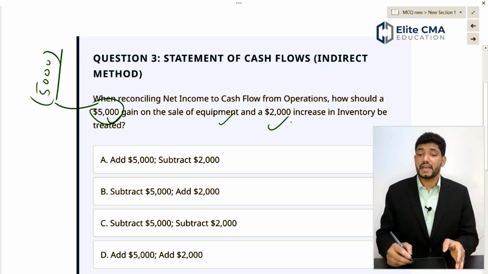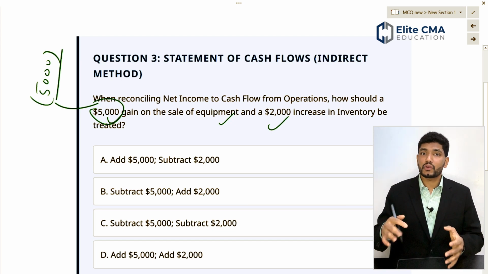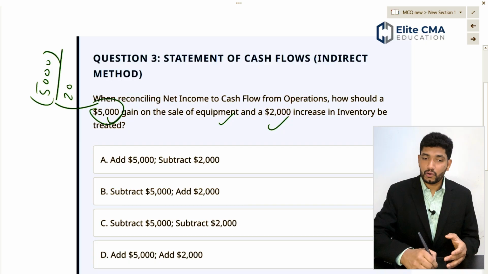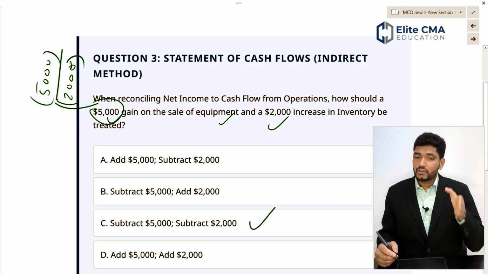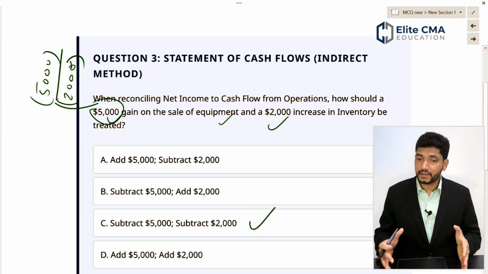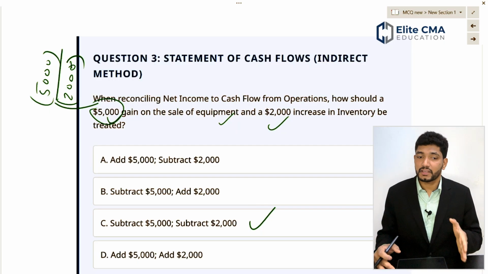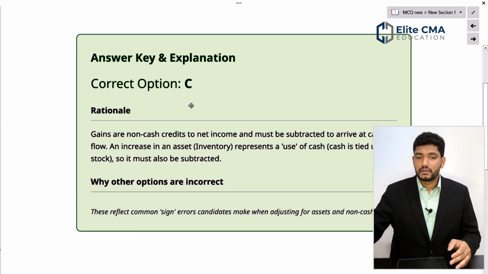The second thing, a 2,000 increase in the inventory. Inventory increase means you have invested more cash into inventory. This is also an outflow. This also has to be reduced. If you are looking into options, you can find that option C is the right answer. You have to reduce this 5,000 gain on sale of equipment, plus the increase in inventory also has to be reduced. You can see the answer and explanation here.